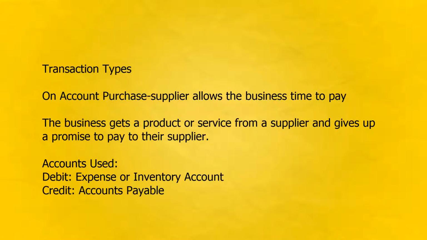Transaction types. On account purchase, the supplier allows the business time to pay. The business gets a product or service from a supplier and gives up a promise to pay to their supplier. Accounts used: debit, expense or inventory account. Credit, accounts payable.